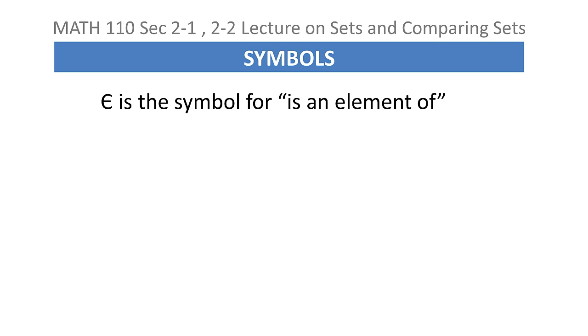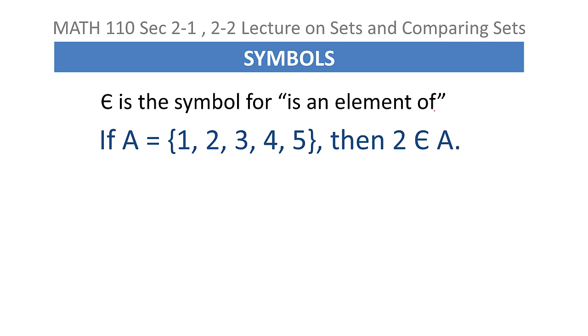We use a lot of symbols. This is the symbol for the phrase "is an element of." So if we wanted to say that something is an element of a set, rather than writing out "is an element of," we can use that symbol. So for instance, if I write the set A, which is the set of numbers 1, 2, 3, 4, 5, then I could say 2 is an element of A, because 2 is an element of A. I'm just using the symbol in place of the phrase.